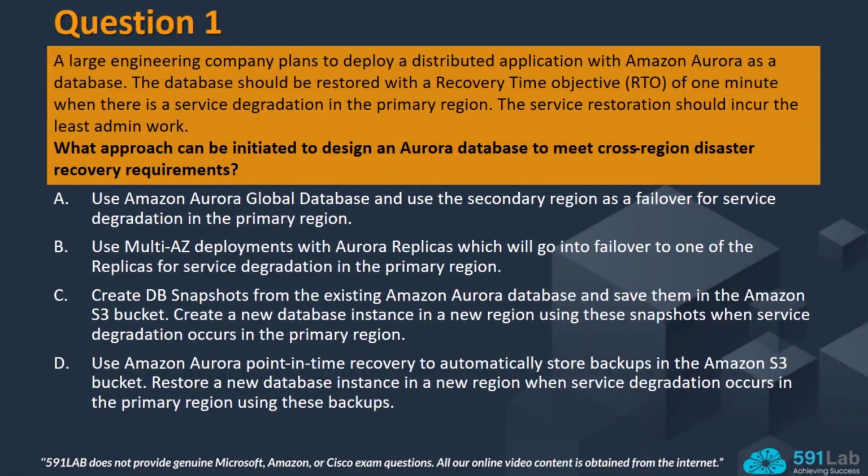Question number 1. A large engineering company plans to deploy a distributed application with Amazon Aurora as a database. The database should be restored with a recovery time objective of 1 minute when there is service degradation in the primary region. The service restoration should incur the least admin work. What approach can be initiated to design an Aurora database to meet cross-region disaster recovery requirements?